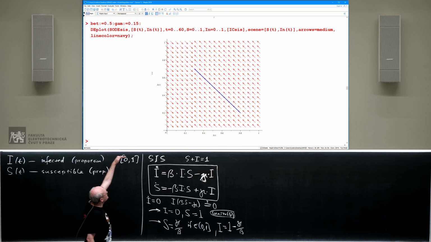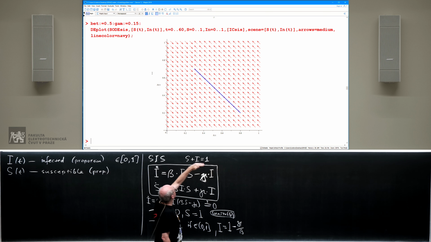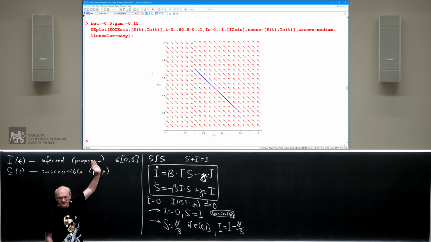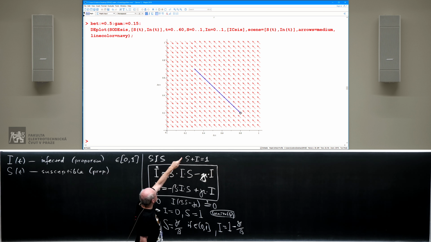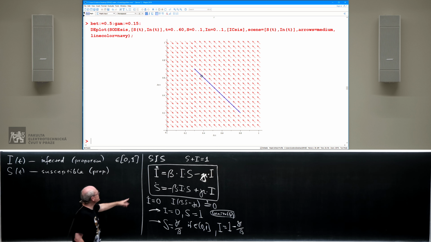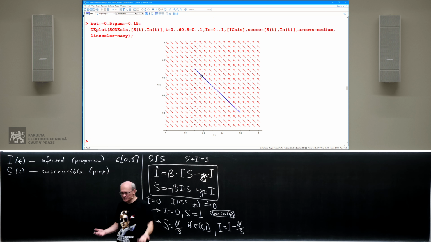So on the horizontal axis, we can see the number of susceptibles, vertical axis, the number of infected, and at the starting point, we have 20% infected, 80% susceptible. That's this position. At this point, we are at time 0, and the arrows suggest that we move in direction to the upper left corner. So as the time goes, the proportion changes in this way. The number of susceptible people is getting smaller, and number of infected people is getting larger. And it is a straight line because these two quantities add up to 1. So it must be a straight line.